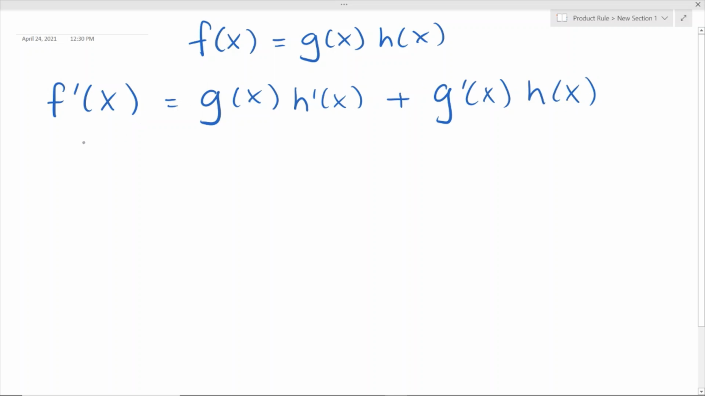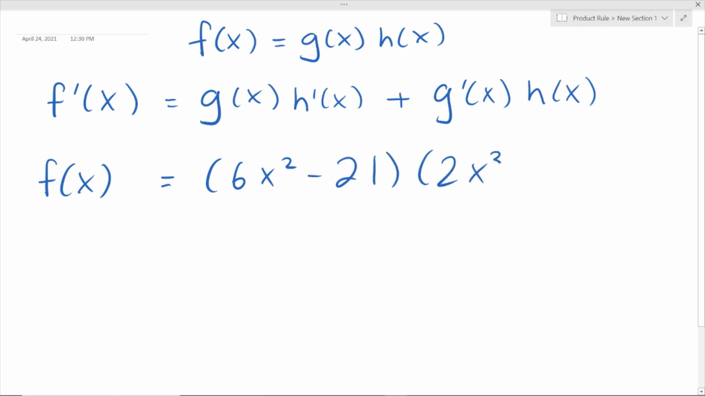So that is the product rule. Let's say we have an example of something like this: f of x equals 6x squared minus 21 times 2x to the exponent of 3 plus 4.